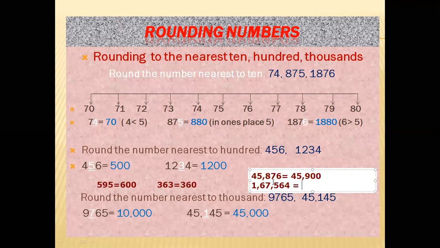Okay, see here, in the 100 place 5 is there, so in the 1000 place 7 is there, it will change to the next digit, 7 plus 1, 8. But in the lakh place 1 is there, that remains the same. In the 10,000 place 6 is there, that is also the same. But in the 1000 place, which digit is there? 7 is there, it will change to 8. Understood now?